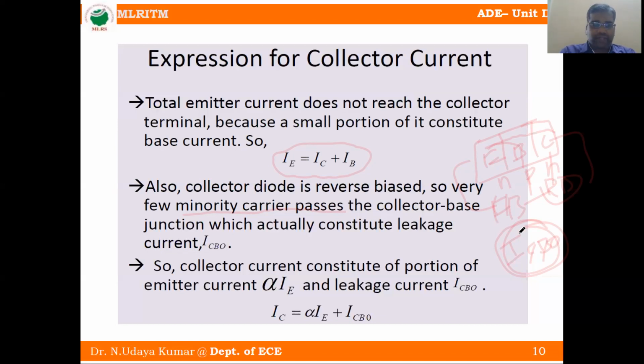We know that alpha is equal to IC by IE. So from this equation, IC is equal to alpha IE. Collector current is equal to alpha IE, but some reverse leakage current also exists because of reverse bias at junction 2. Therefore, collector current is equal to alpha IE plus the additional leakage current ICB0. So collector current is equal to alpha IE plus ICB0.